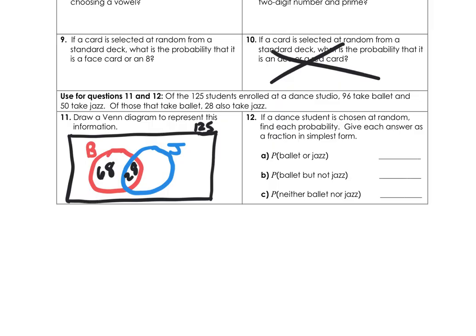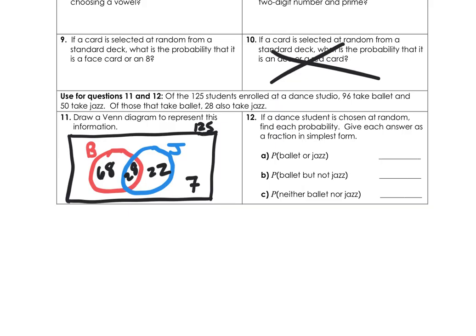Okay, same thing with jazz. I have 50 students that take jazz, so 50 minus 28 would be 22. And then we can also figure out how many fit on the outside. So this would be 22, this would be 68, so that'd be 118. So 125 minus 118 means there are 7 students on the outside here that don't fit in either one of those categories.